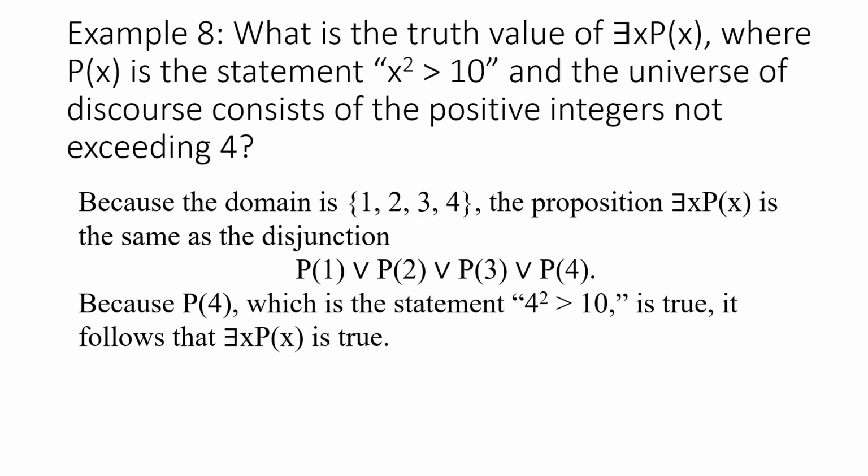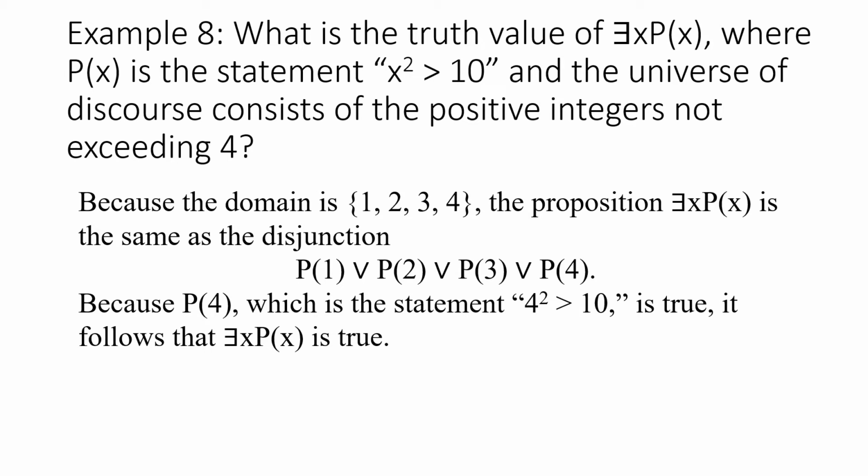Okay. It is sometimes helpful to think in terms of looping and searching when determining the truth value of a quantification. Suppose that there are n objects in the domain for the variable x. To determine whether for all x p of x is true, we can loop through all n values for x to see whether p of x is always true. If we encounter a value x for which p of x is false, then we have shown that for all x, p of x is false. Otherwise, for all x, p of x is true.